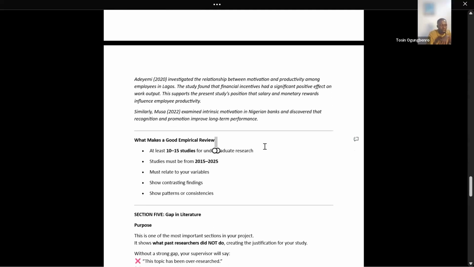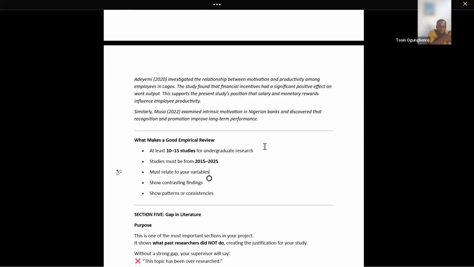So what makes a good empirical review? At least 10 to 15 studies for undergraduate research. Studies must be recent, you're not doing a post-study, more like a maximum of 10 years gap. Some schools will give you the number of years: for some it is 5, some 8, some 10. So it must not exceed a 10 years gap. Like you are doing an empirical study, it must not be too long.